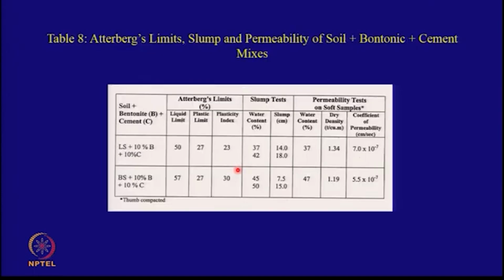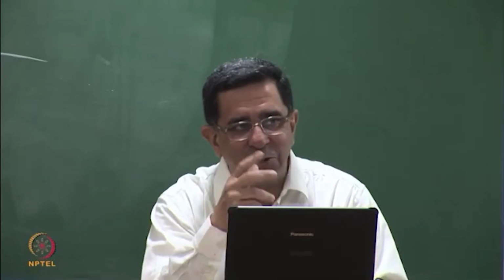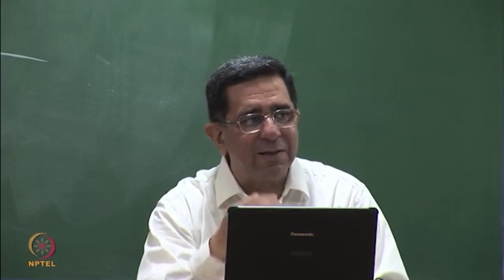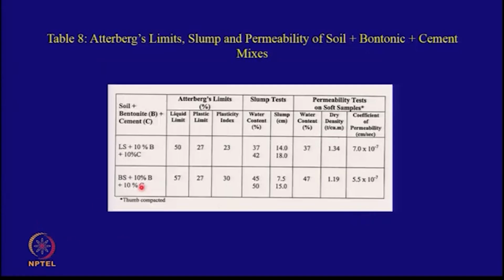And if I could show you, the permeabilities were acceptable. The requirement was 5 into 10 to the power of minus 7. You see, when you add cement, what happens? Does the permeability go up or does it go down? Cement will granulate the soil, agglomerate it, so permeability goes up. So you had soil, you added bentonite, the permeability went down. I want you to see these values. Local soil plus 10% bentonite at high slump was 1.4 into 10 to the power of minus 7. Borrow area soil was 1.8 into 10 to the power of minus 7. When I added cement, this went up to 7 and 5.5. However, this was acceptable for us.